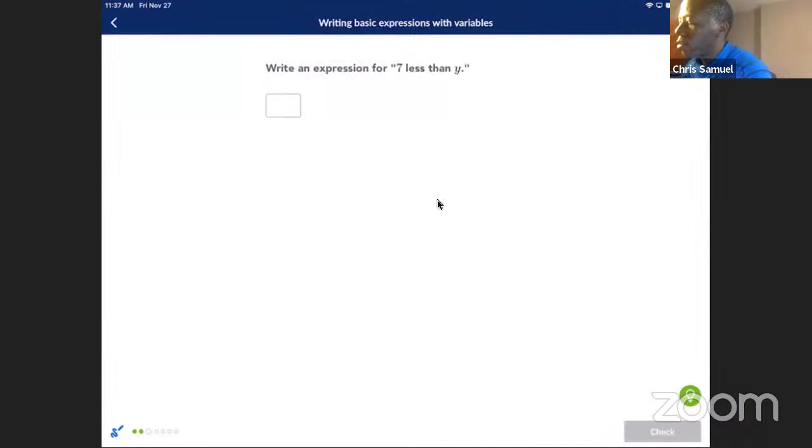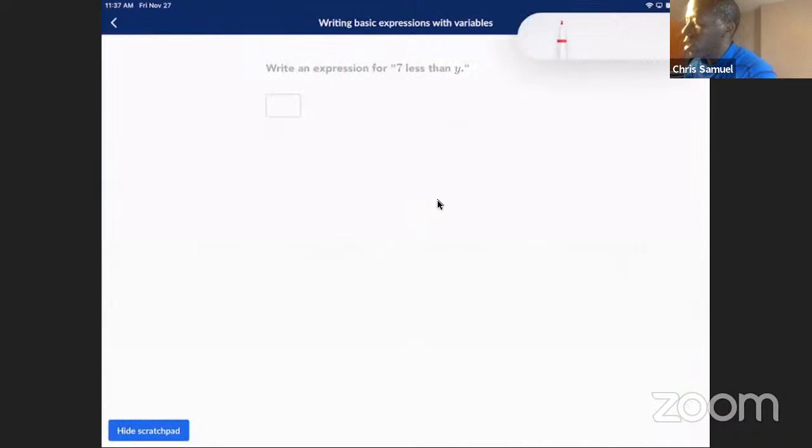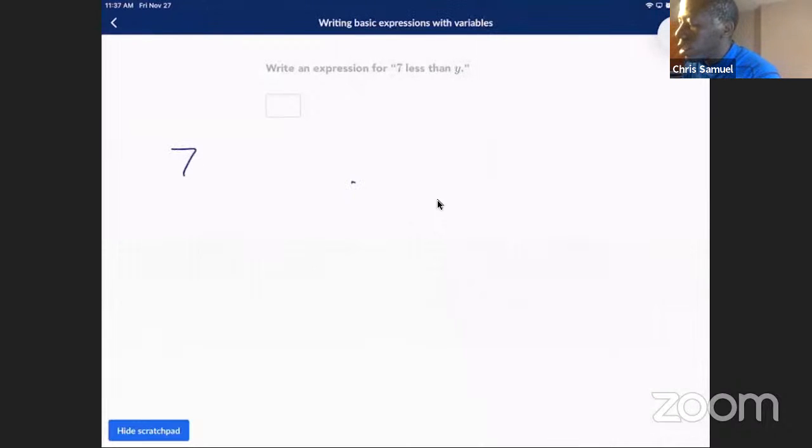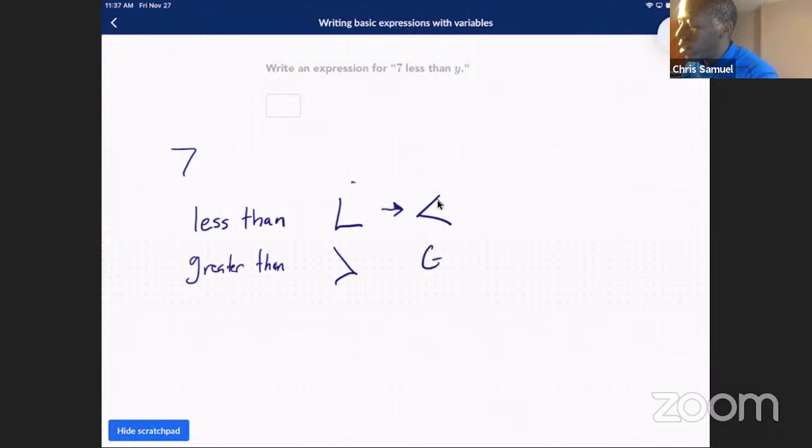So, write an expression for 7 less than y. I remember doing this thing: when I have the words less than, I usually take the L and make it go like this. That means less than, and this way would just be greater than. One of my math teachers back in high school used to say that. G is written like this, so it doesn't really help, but if you know L is like that, then G will be like this.